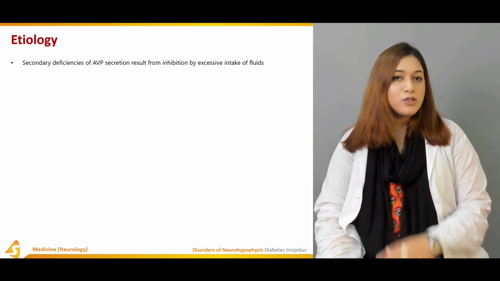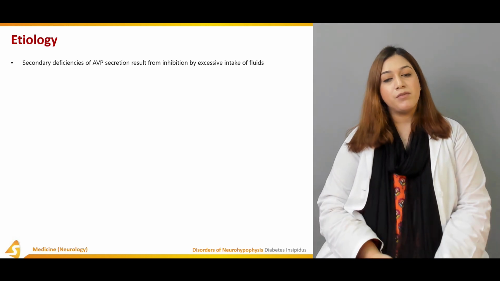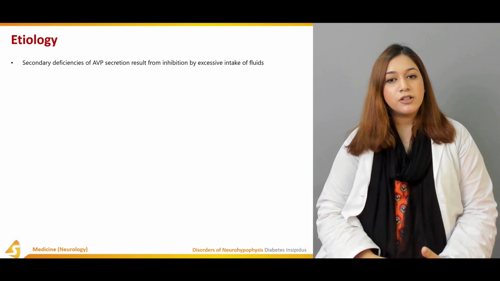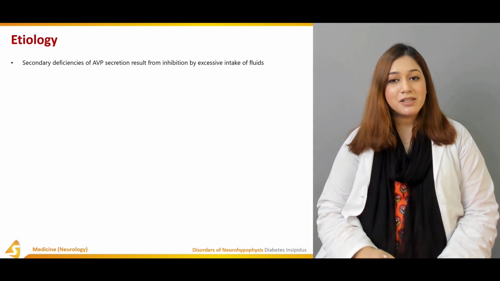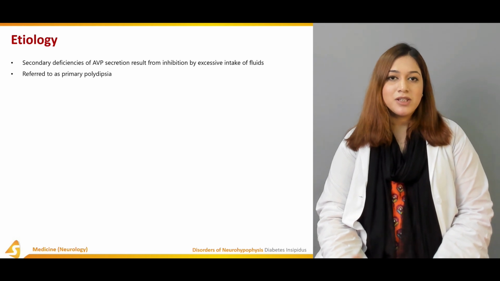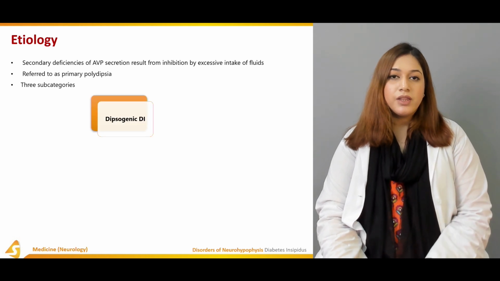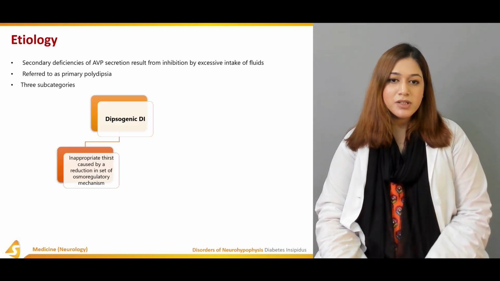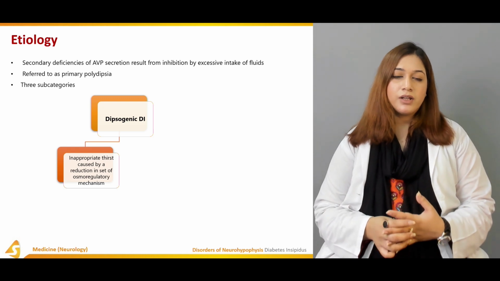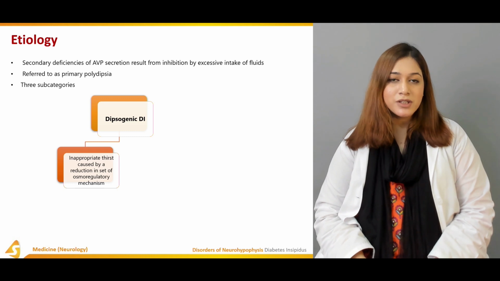Now these were the primary deficiencies. There are certain secondary deficiencies of AVP secretion, which mainly result from inhibition by excessive intake of fluids. It is referred to as primary polydipsia, and it is further subdivided into 3 subcategories. Number 1 is dipsogenic diabetes insipidus. The other one is psychogenic diabetes insipidus, and the third is iatrogenic diabetes insipidus.